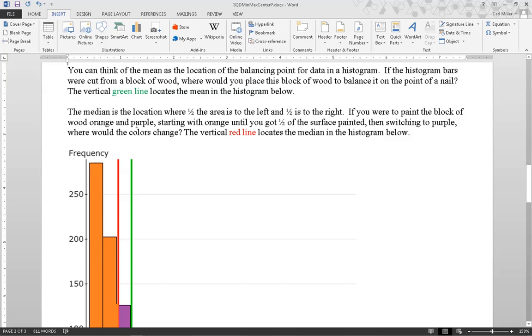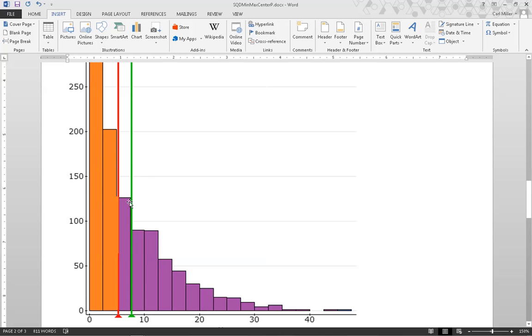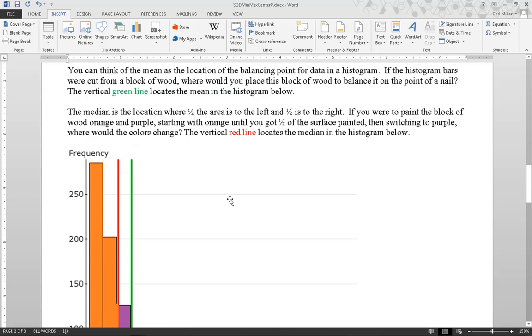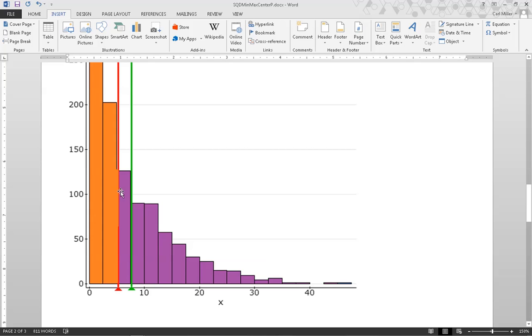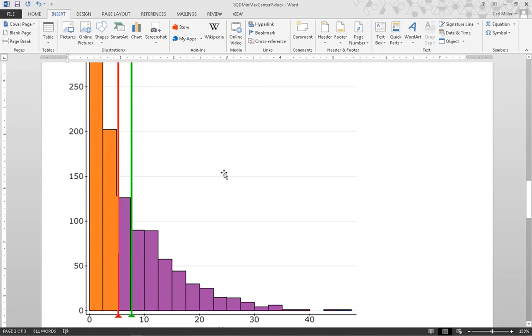The median is the location where half the area is to the left and half is to the right. If you were to paint the block of wood orange and purple, starting with orange until you got half of the surface painted and then switching to purple, where do the colors change? The vertical red line is where the colors change and locates the median in this histogram.